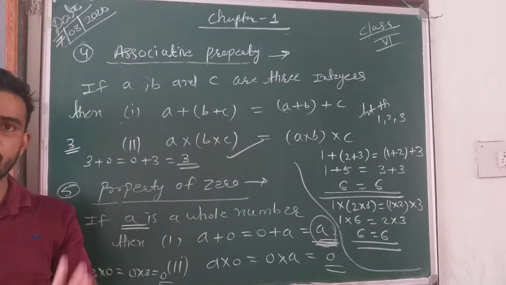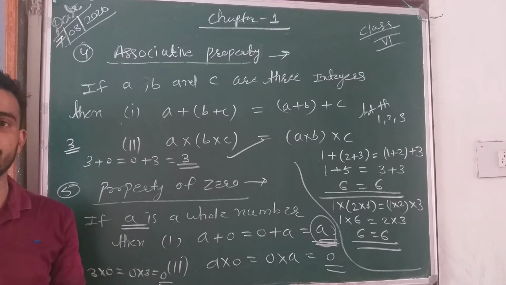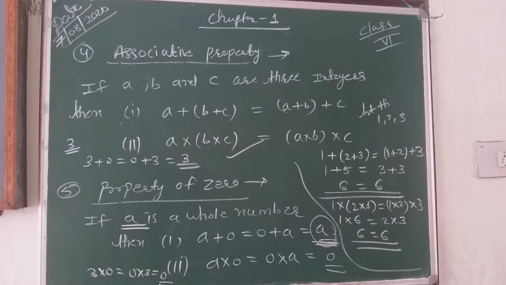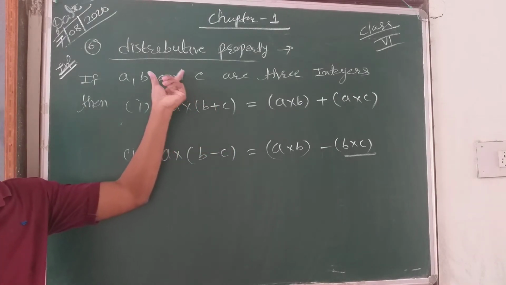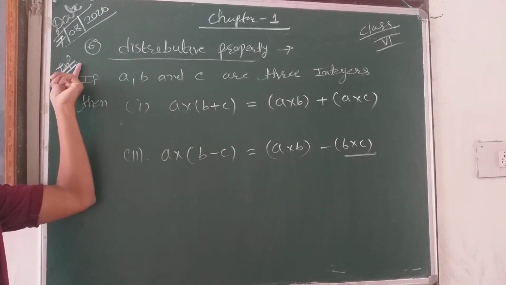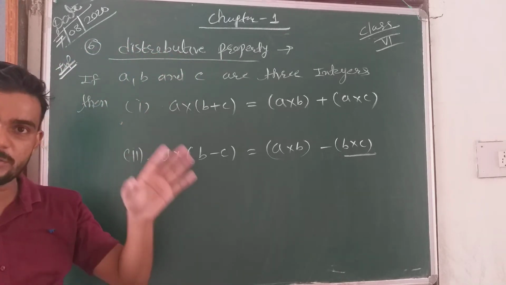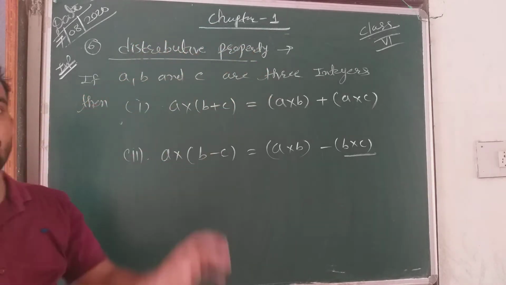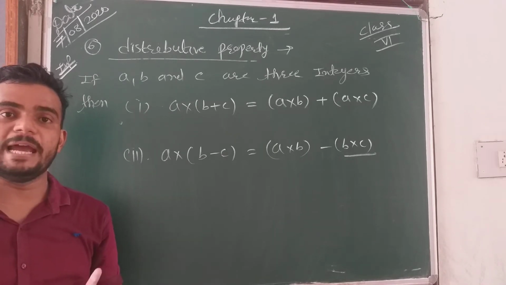So see carefully and read the properties, because this is very useful for solving questions. The last property, the distributive property, is remaining. So take a screenshot and write it in your notebook. Okay students, this is our last property and a very important one for solving questions. Many questions come in the exam on the basis of this property. Distributive property is valid for addition and subtraction both.